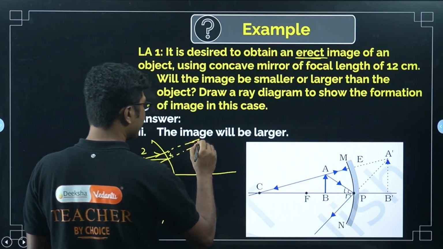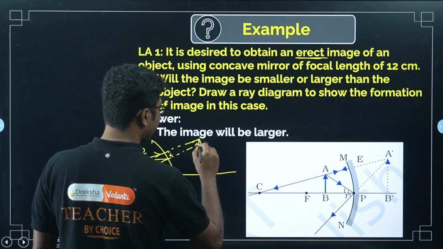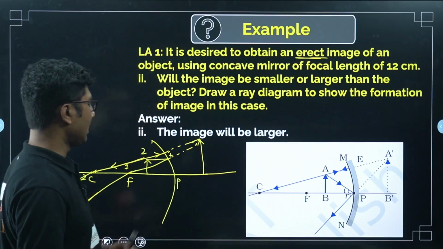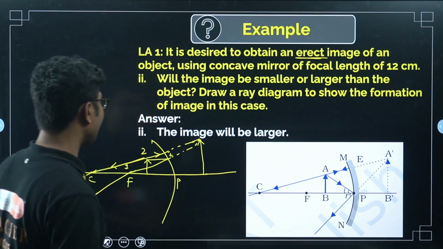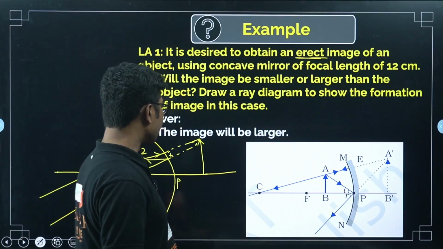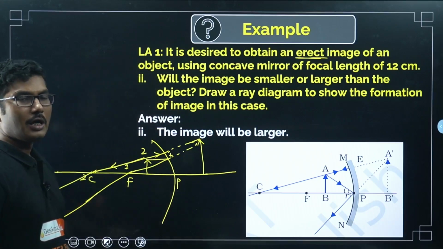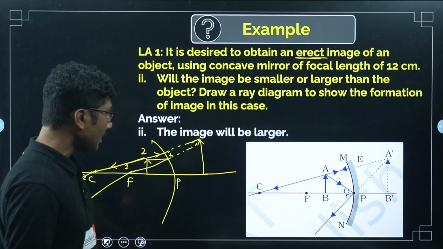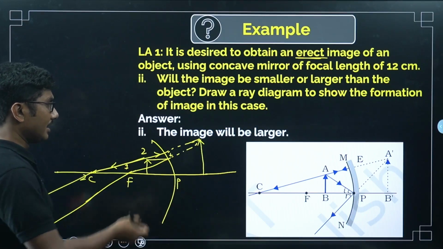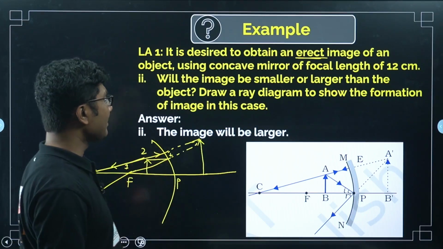Okay, if you draw it using a scale, obviously you will draw better than me. I am using my bare hands to draw this diagram, so my diagram is not very perfect, but if you are using a scale, then it will be a perfect diagram, right? So this is the way to draw the ray diagram for a concave mirror. As you can see, the image is larger, and it is magnified. We can say this image is magnified, right?